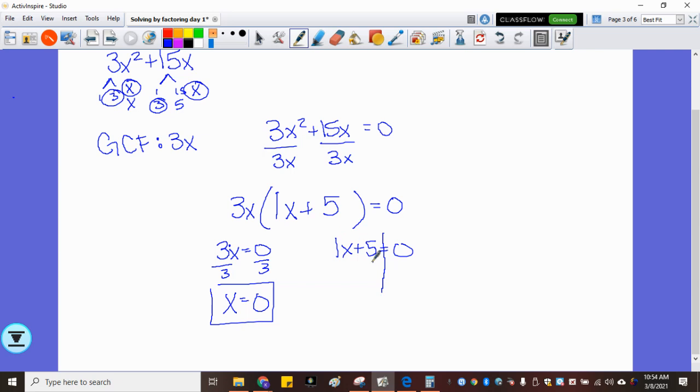Trying to get x alone. Subtract over the 5. So 1x equals negative 5. And 1x is the same thing as x. So x equals negative 5.